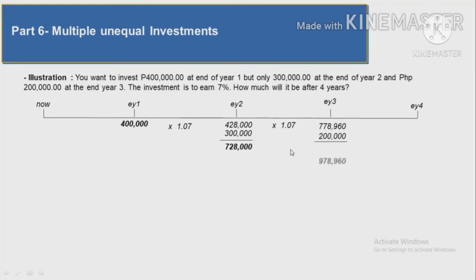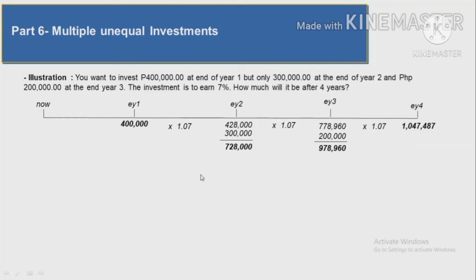Then you will have 978,960. But since the question is how much will it be after 4 years, the 978,960 will be multiplied by 1.07. Then you're gonna have 1,047,487. How about the shortcut or the formula, sir?